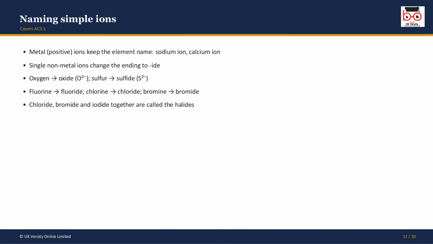Metal positive ions simply keep the element name, so sodium ion, calcium ion. Single non-metal ions change their ending to -ide. Oxygen becomes oxide, sulfur becomes sulfide, and fluorine, chlorine, and bromine become fluoride, chloride, and bromide. Chloride, bromide, and iodide together are known as the halides.